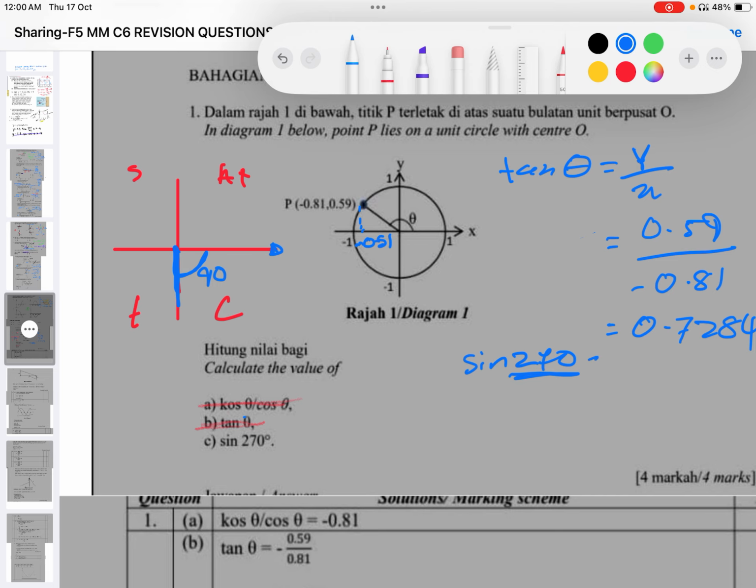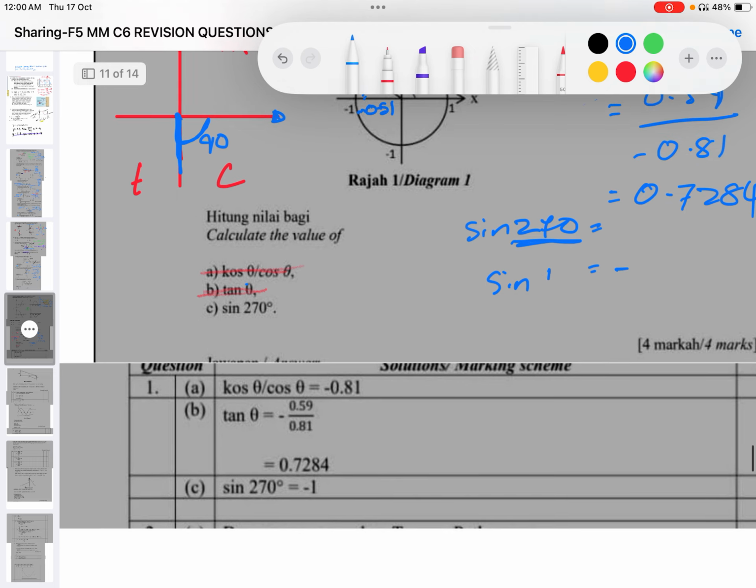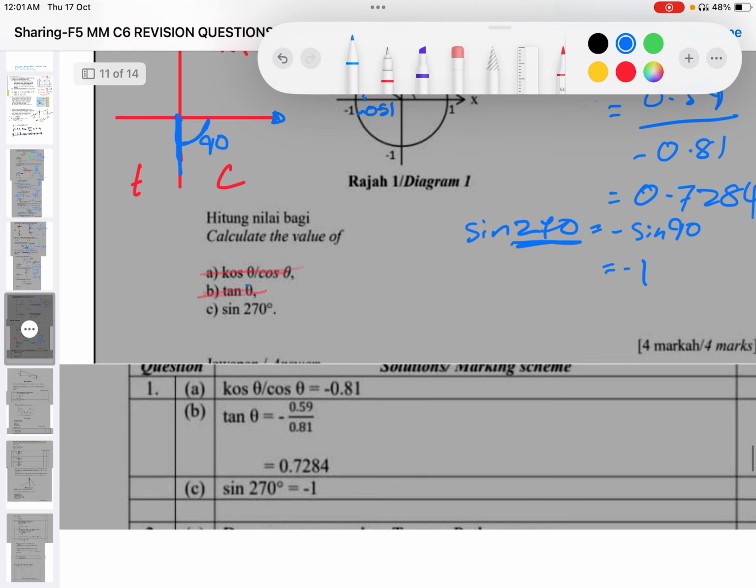Okay, so ini akan jadi sin negatif 90. So just tekan negatif sin 90. Sin 90 adalah 1. So disebabkan kita cari corresponding angle, tak negatif dan negatif 1. Okay, ni adalah salah sikit. So sin negative is going to be negative sin 90, which is going to be negative 1. Okay.